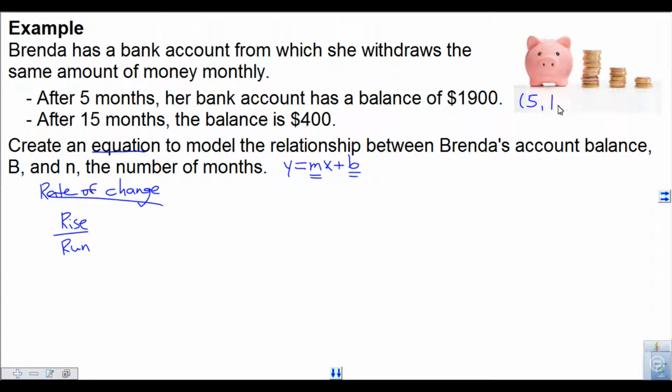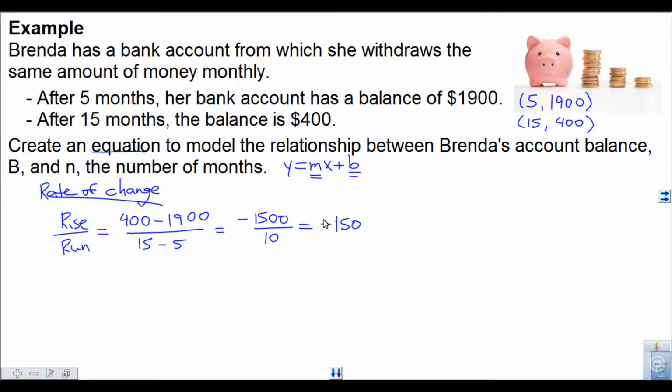Now this description here gives me two points. At 5 months, the balance is $1,900, and then after 15 months, the balance is $400. So I'm going to use those 2 points to calculate the rate of change. So I'm going to do 400 minus 1,900 over 15 minus 5. That'll get me negative 1,500 over 10, and that's negative $150 per month.